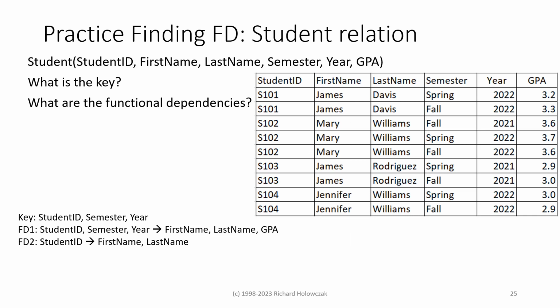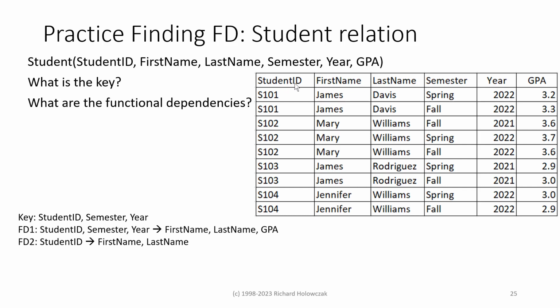Okay, what could the key be? Well, if we look at the data, it couldn't be student ID by itself, couldn't be first name or last name. See all the duplication here? It couldn't be semester, year, or even GPA, right? So all of these repeat. So no single attribute will allow us to act like a key.